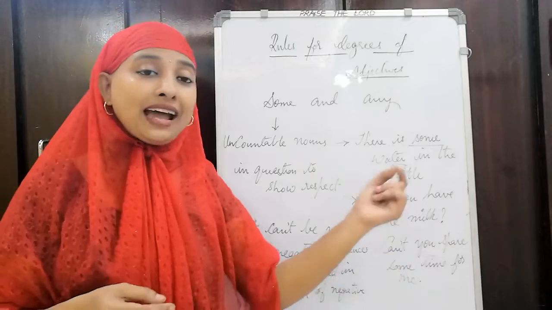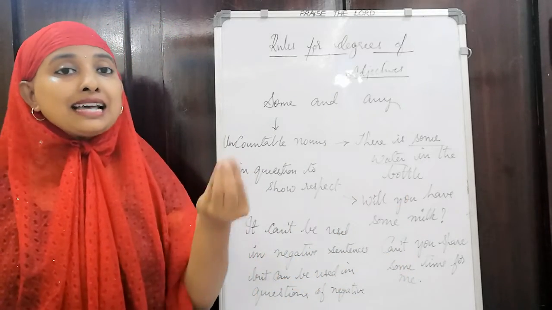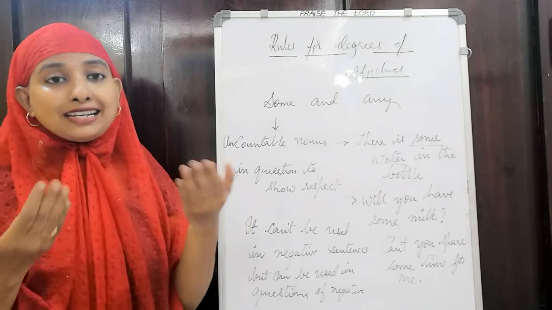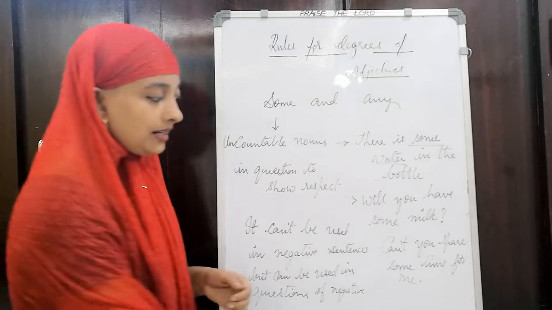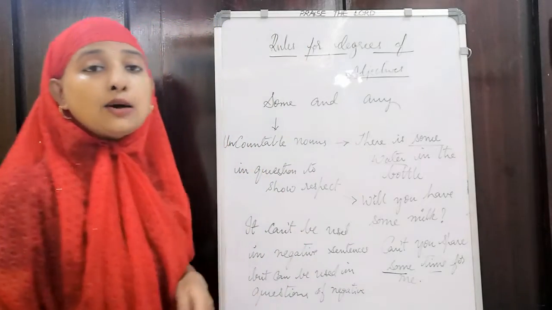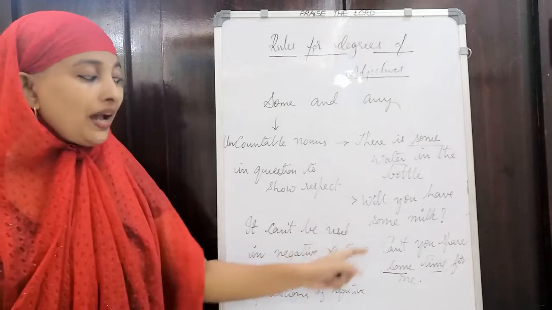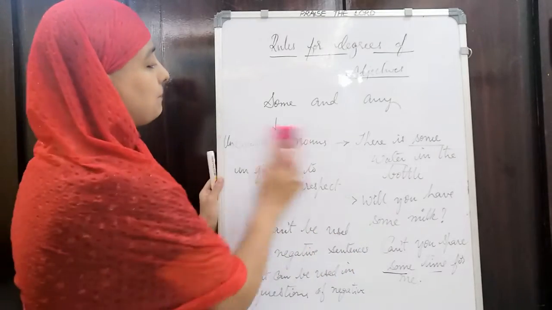Can't you spare some time for me? Can't you do that even for me? Can't you give me some time? That means, can you give me some time? So it is a negative form of sentence where again you are using some along with an uncountable noun, that is time. So can't you spare some time for me? This is the usage of some.